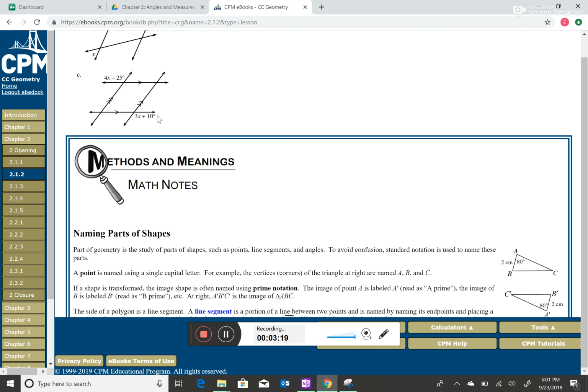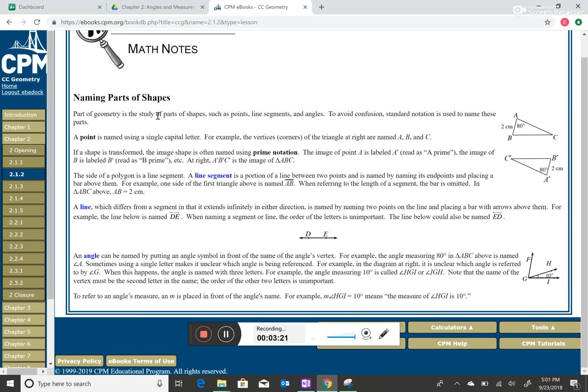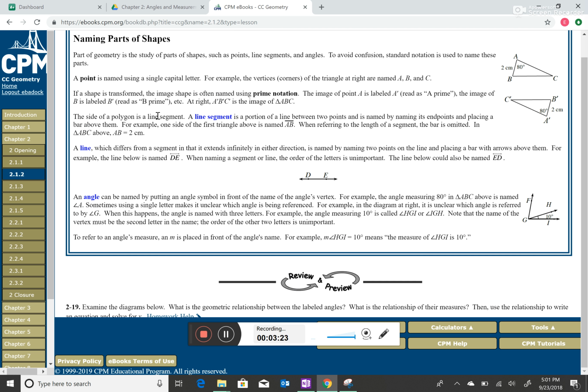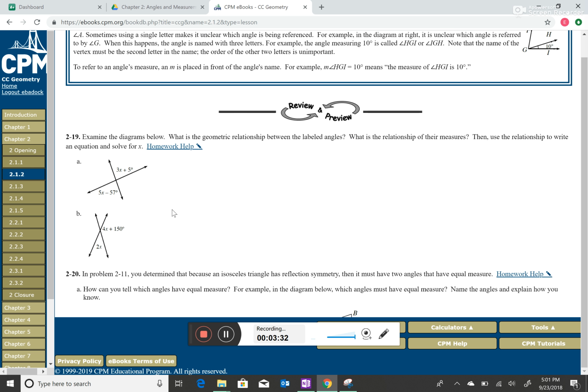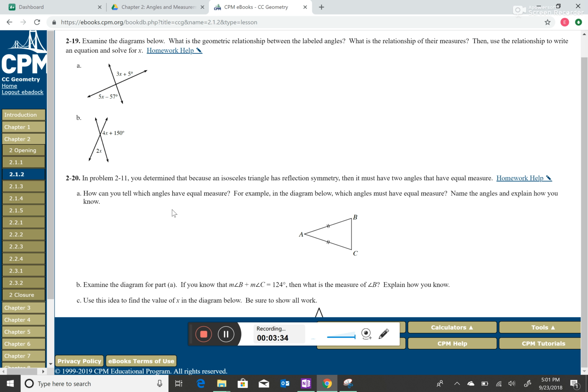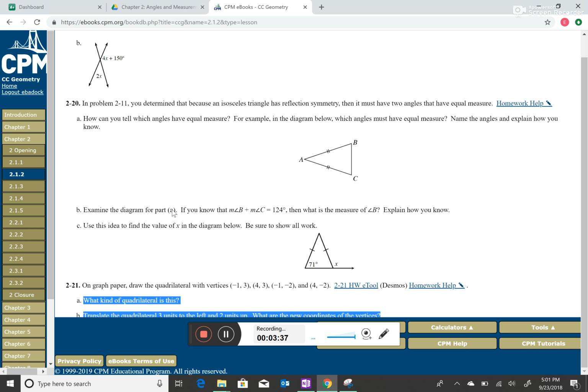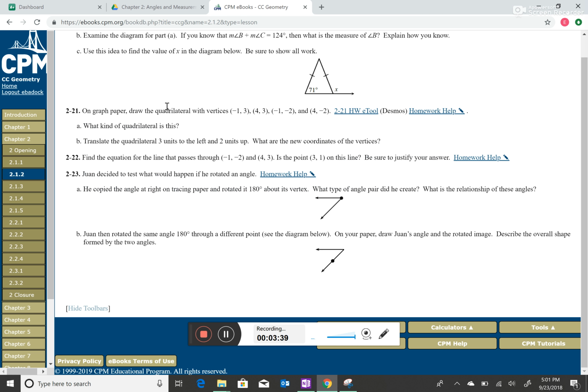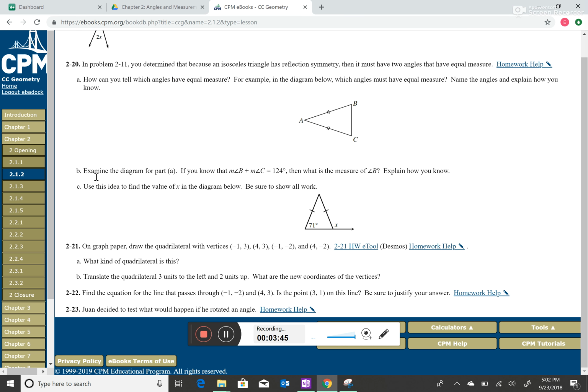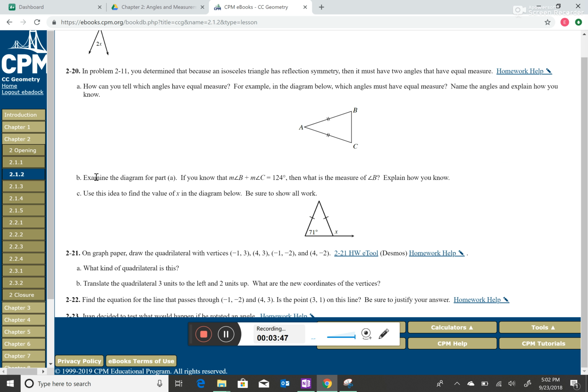So that's super important. Here you have your methods and meanings, math notes. I'm actually not going to go over this today like I did in depth yesterday, because you can see the vocab words are things that we should know about in honors geometry at this point. Then 2-19 will be on your exit ticket, along with 21 and 22. So we are going to go over 2-23 and 2-20 together in this video.